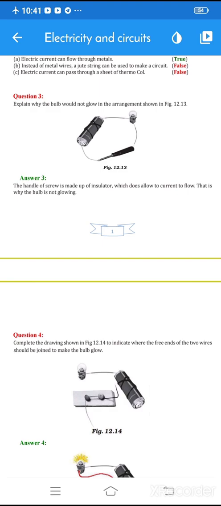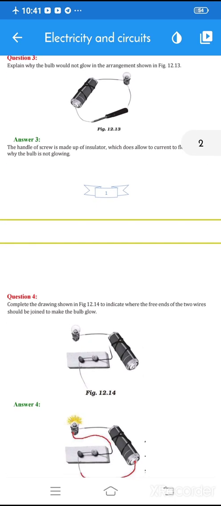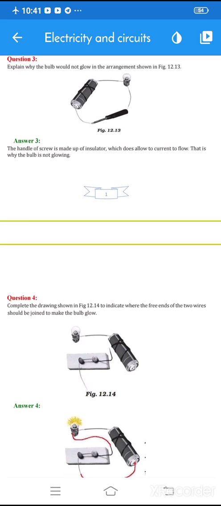Now let's go for question number 3, that is: explain why the bulb would not glow in the arrangement shown in figure 12.3. Look at figure 12.3. There is an electric cell and an electric bulb, and here is a tester. Some object is kept here for testing whether it allows the electric current to pass through it or not. Yes, it's a metal.